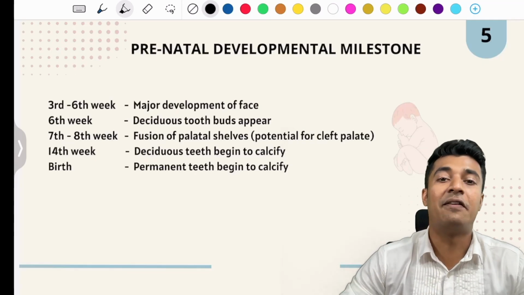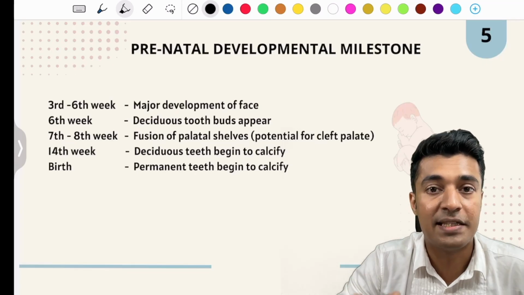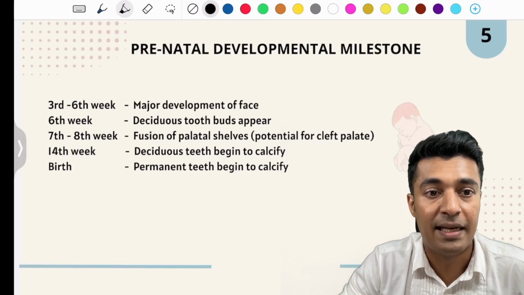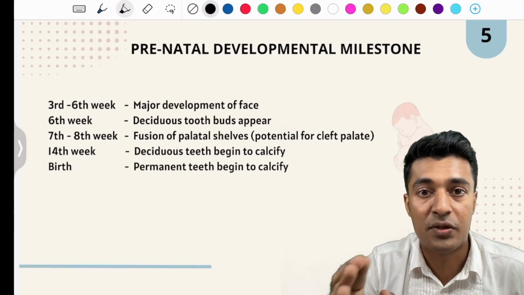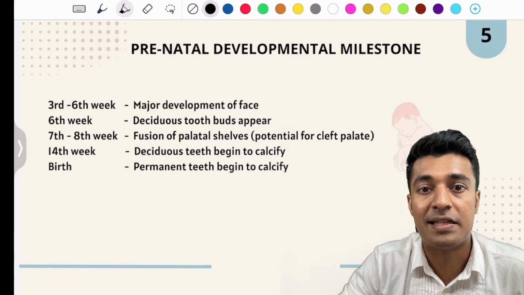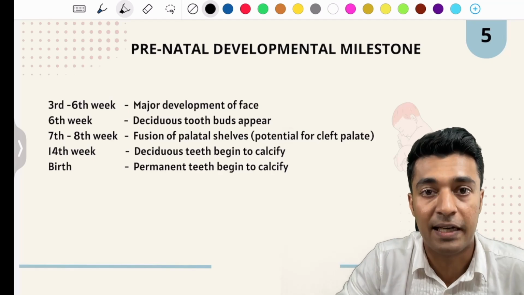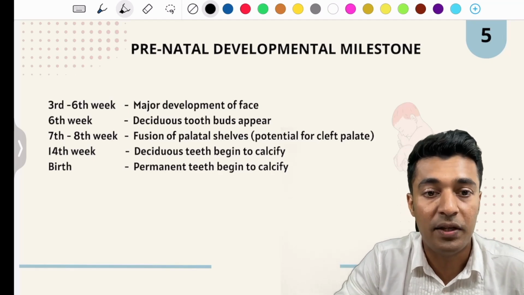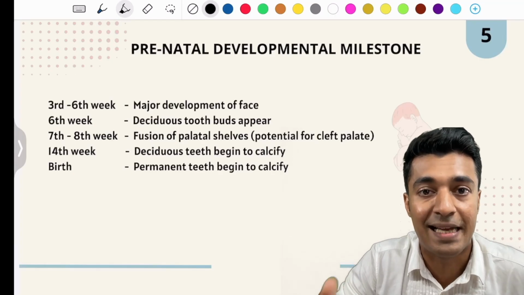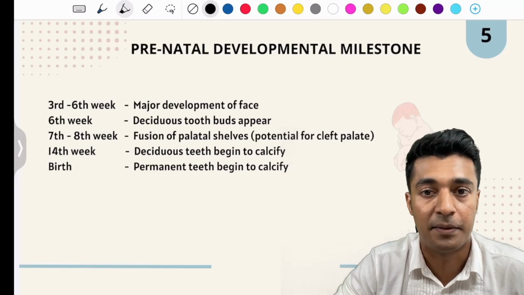So the prenatal developmental milestones involve, from the 3rd to 6th week, the major development of the face. At the 6th week, the deciduous tooth buds appear. In the 7th and the 8th week, fusion of the palatal shells takes place. If this fusion does not take place properly, it can result in a cleft palate. In the 14th week, the deciduous tooth buds begin to get calcified. And at birth, the permanent tooth buds begin to be calcified.